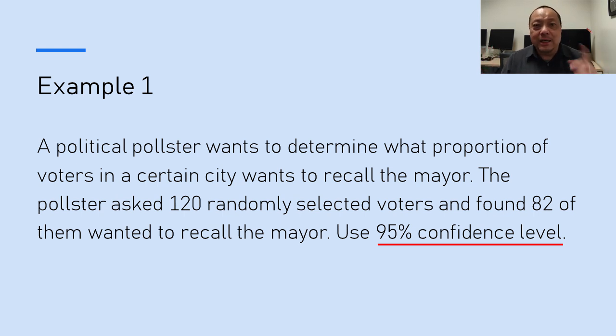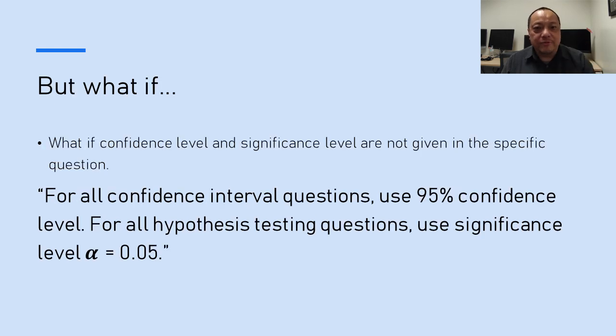Well, that was easy, but what if the confidence level and significance level alpha are not given in the question? For example, what if the exam has an opening paragraph at the beginning that says something like this? For all confidence interval questions, use 95% confidence level. For all hypothesis testing questions, use significance level alpha equals 0.05. If that happens, then these numbers are already given in the opening paragraph of the exam and won't be given again. So you can't rely on that little detail to figure out if it's CI or HT.